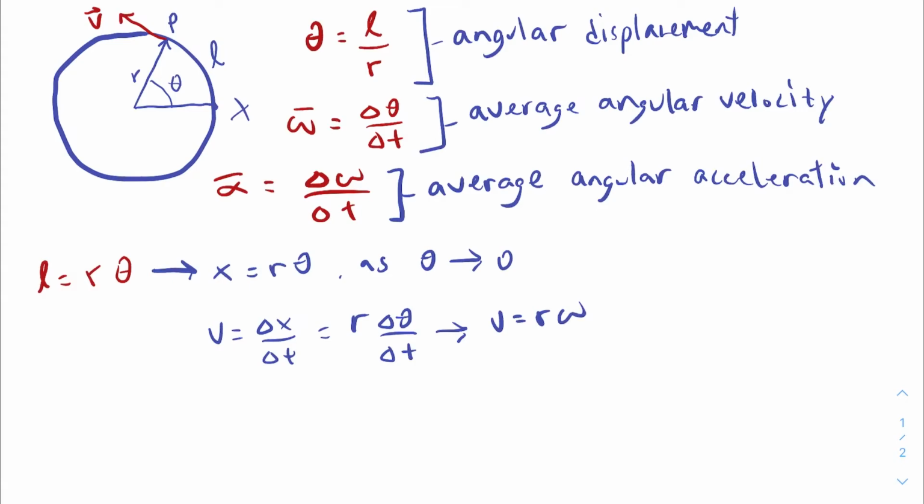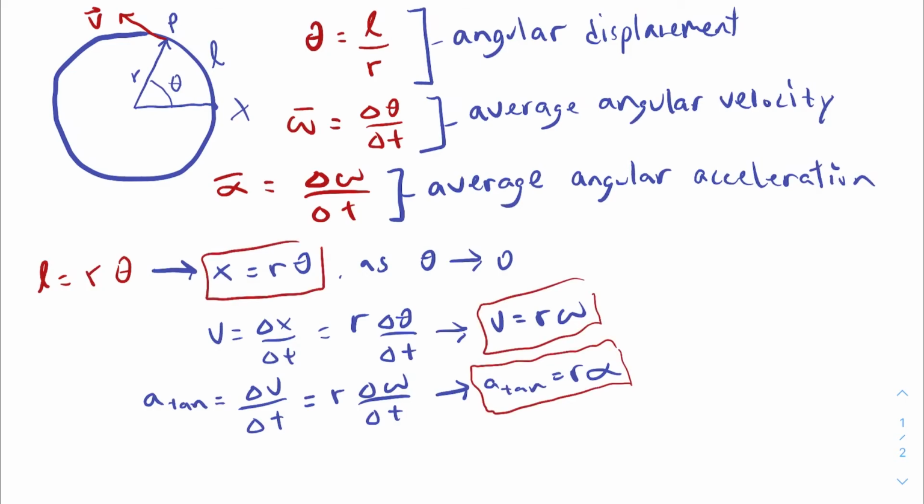From centripetal motion, we know that any point on a rotating object has both a tangential acceleration in the same direction as the instantaneous velocity, as well as a centripetal acceleration that points towards the center of the circle. Because this tangential acceleration is equal to the change in velocity divided by the change in time, we can also say that it's equal to the radius multiplied by the change in angular velocity divided by the change in time. Since we know that the change in angular velocity divided by the change in time is just angular acceleration, we can then say that the tangential acceleration is equal to the radius multiplied by the angular acceleration.